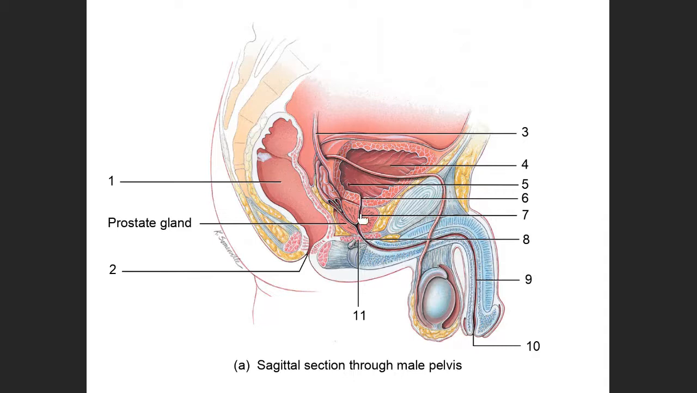Number 7 is called prostatic urethra. Number 8 is the membranous urethra. And number 9 is the penile or spongy urethra. And number 10 is the external urethral orifice.